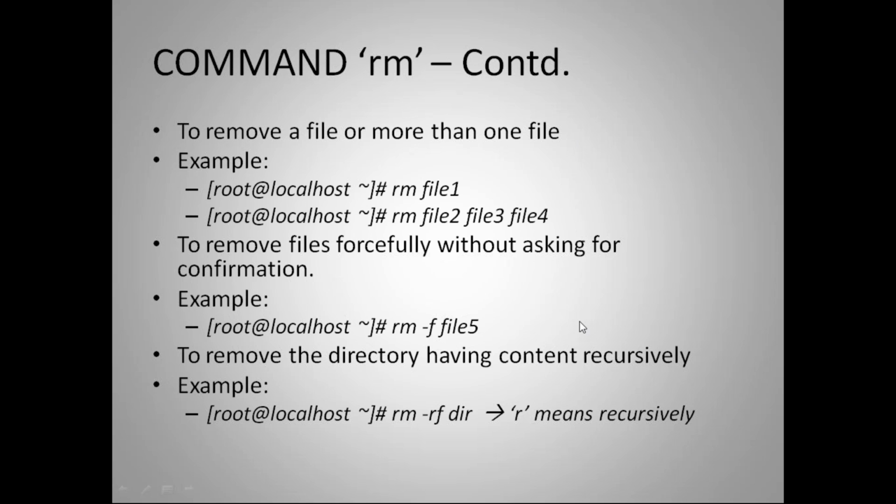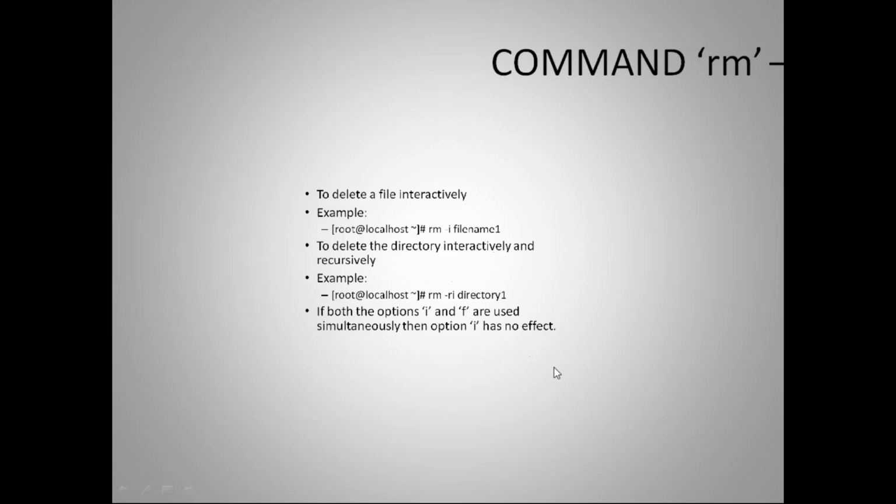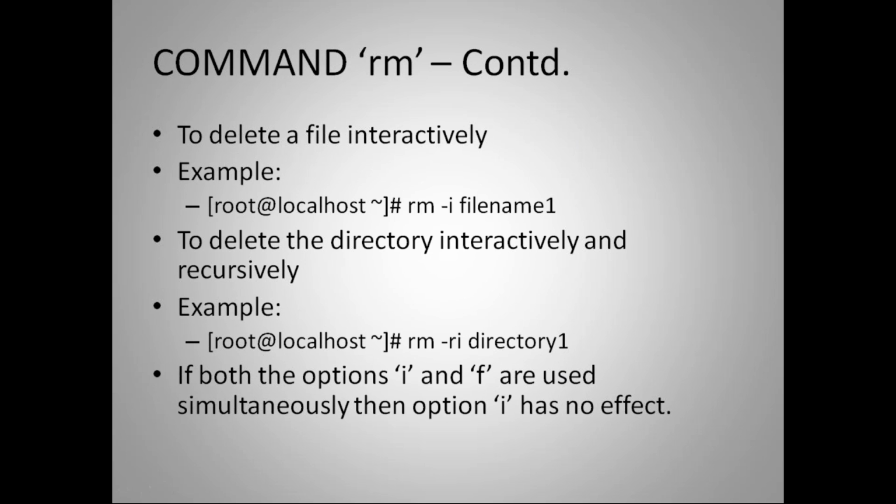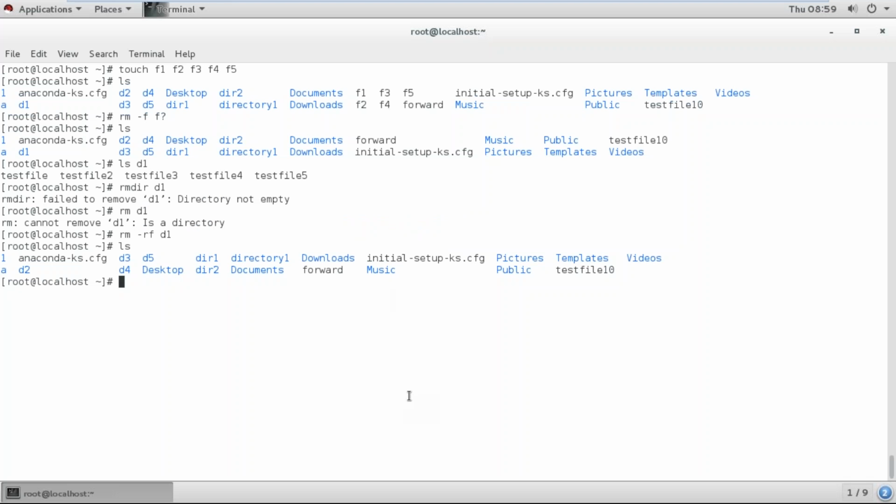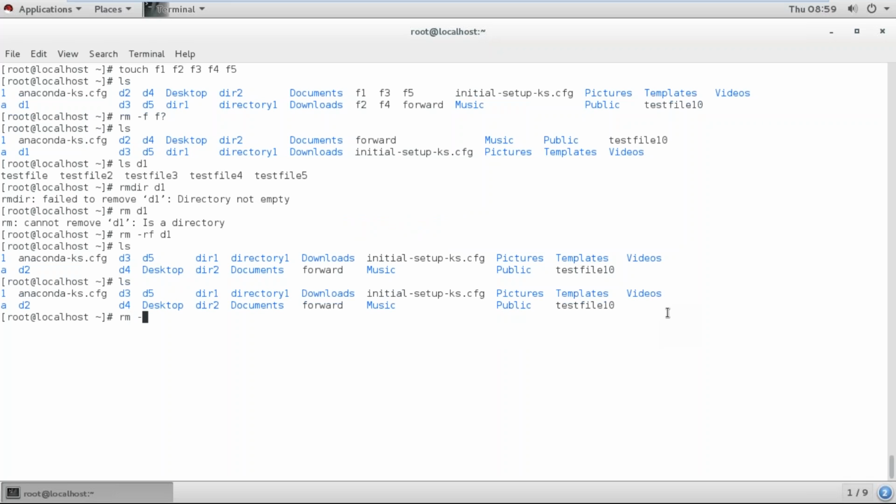Right. So this is how we will delete. To delete a file interactively, rm space -i. By default, whenever you run the rm command, it will enable interactive mode. Let us say you have one file, test file 10, in ls. Now rm space -i test file 10. Interactively means it will ask for confirmation. Now just press y, and it will be removed.